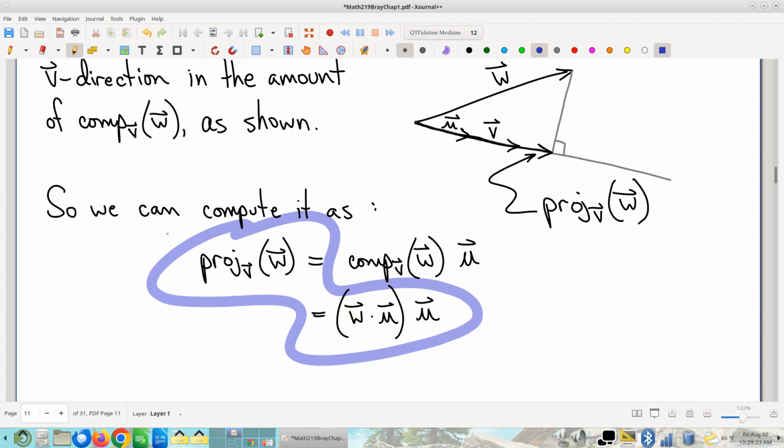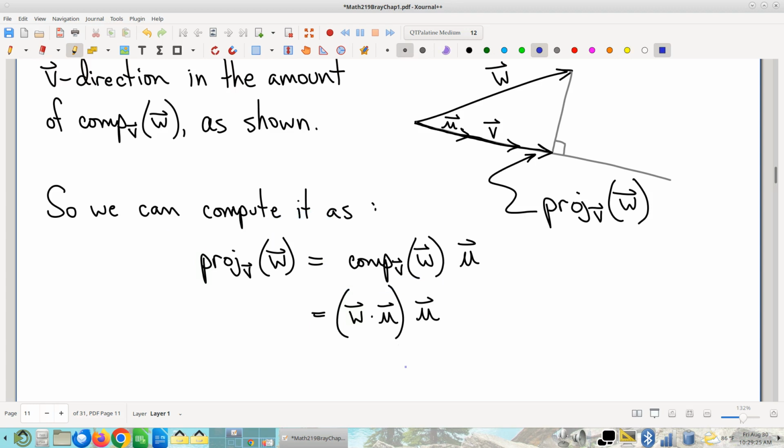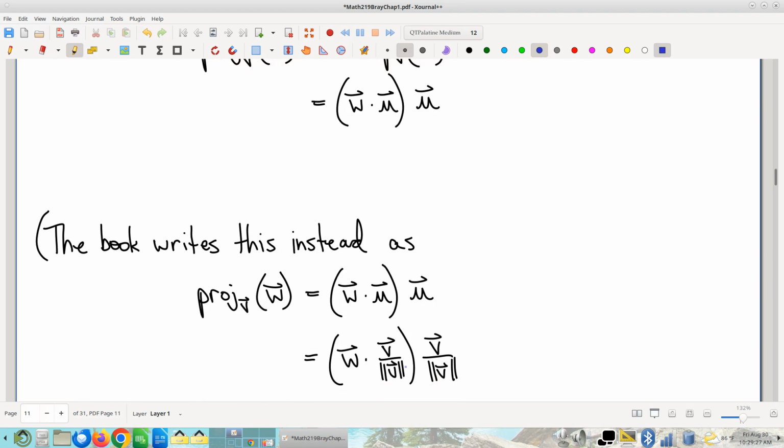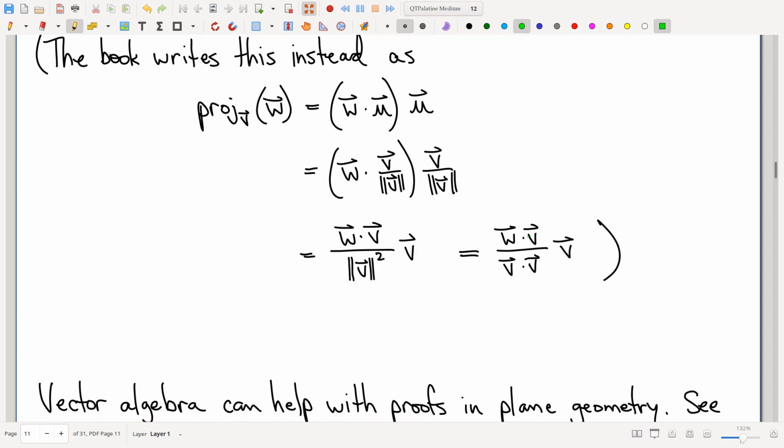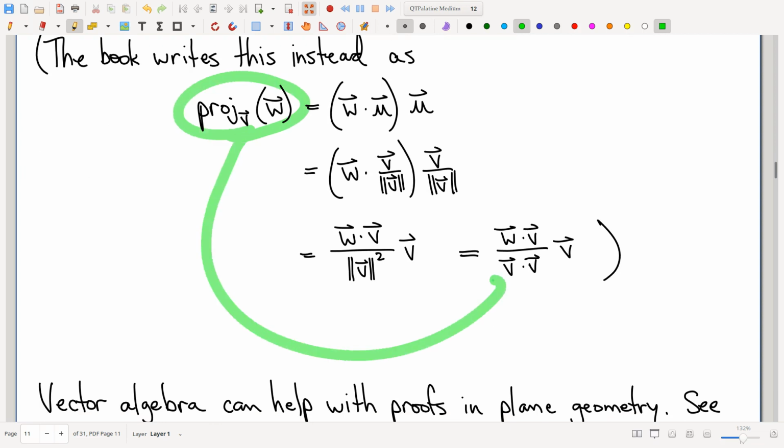Okay, now let me show you a different formula for projection. It's equivalent. It's morally the same thing, really. It's just recognition of what happens when you take that unit vector and write it in terms of the original given vector v. That's all it is. We're just plugging that in. Okay? And if you kind of, again, work out the algebra, y'all are good at algebra, and see what you get, then you get instead this formula for projection.